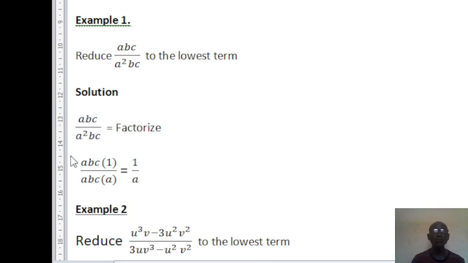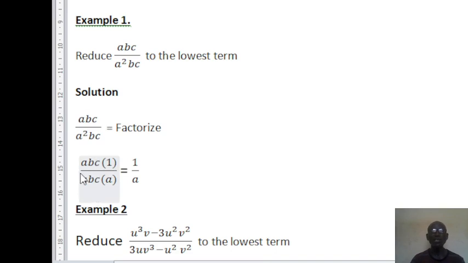So what do we do? We bring out the common factors. A, B, C are all contained in both numerator and denominator. We factor it out, leaving one there, such that if we say 1 multiplied by ABC, we'll still get our ABC. It does not change the value. We now factorize the denominator also by taking out one of the A's, B and C. In doing that, we leave one A there, because the A there, like I said earlier on, is double.